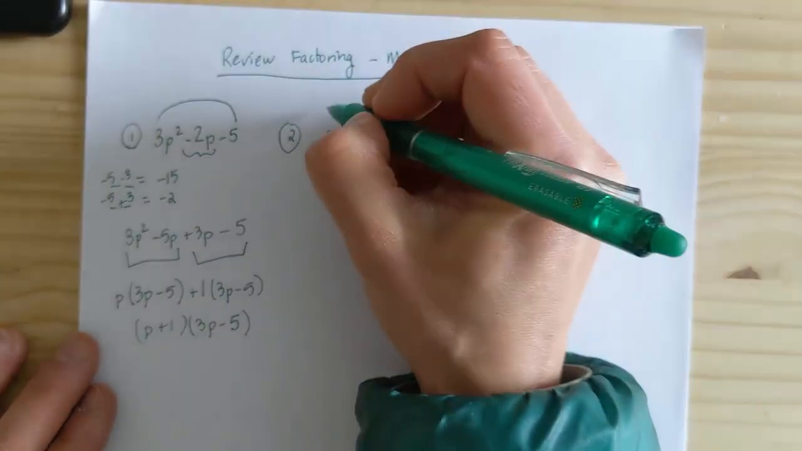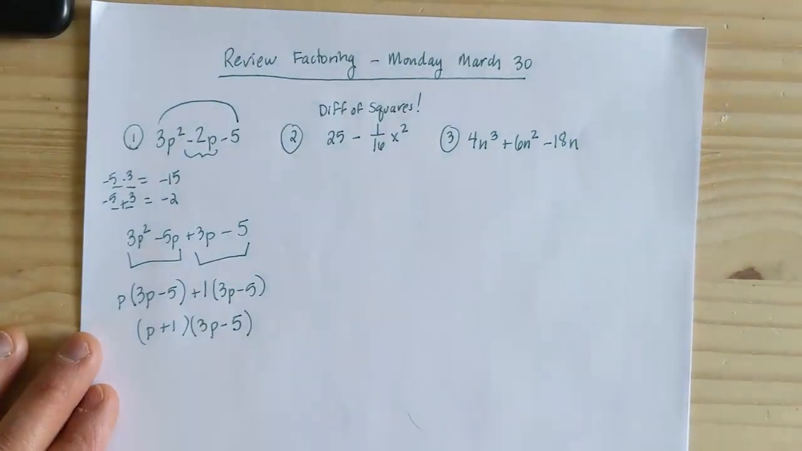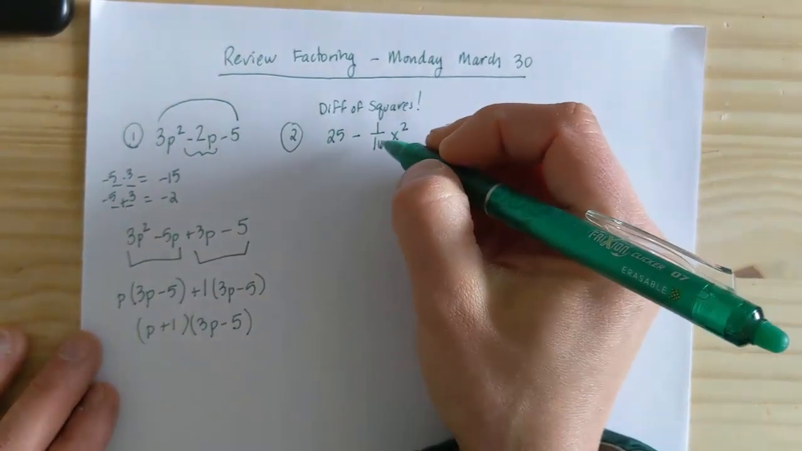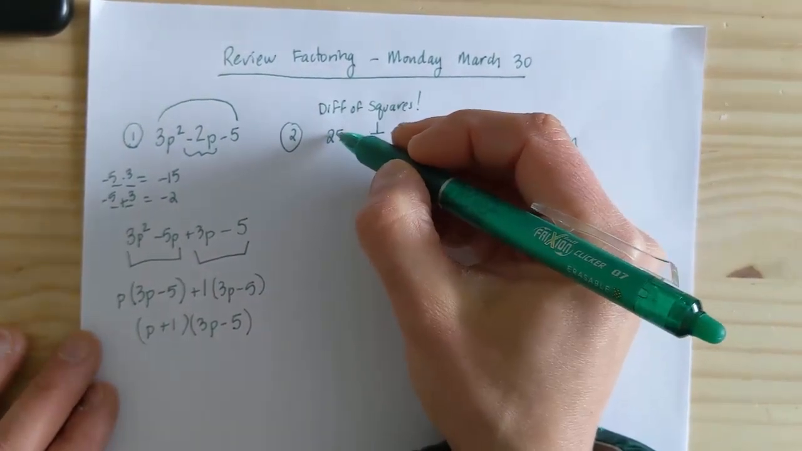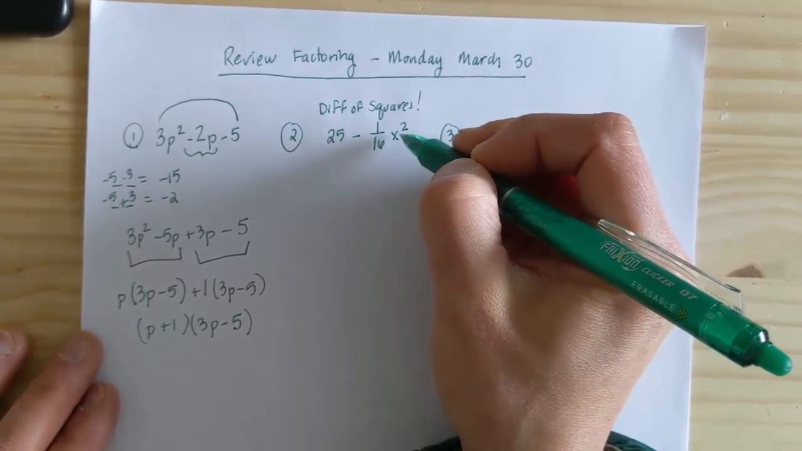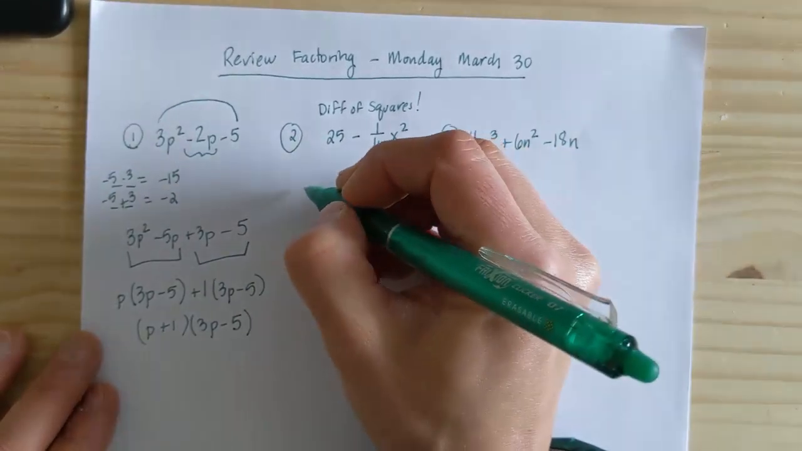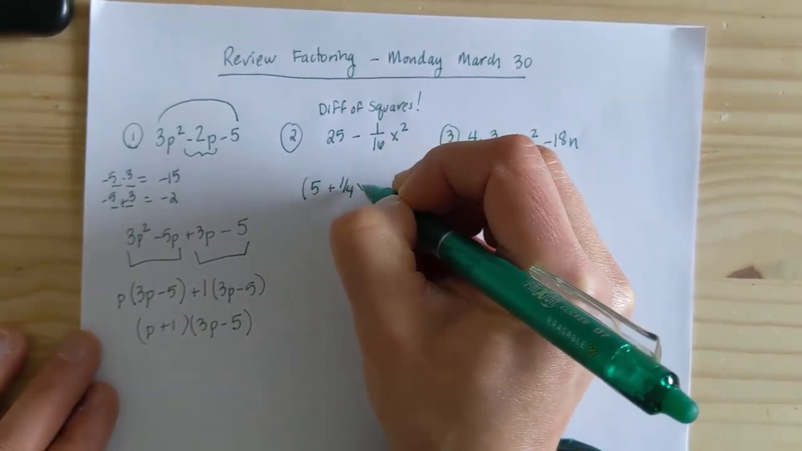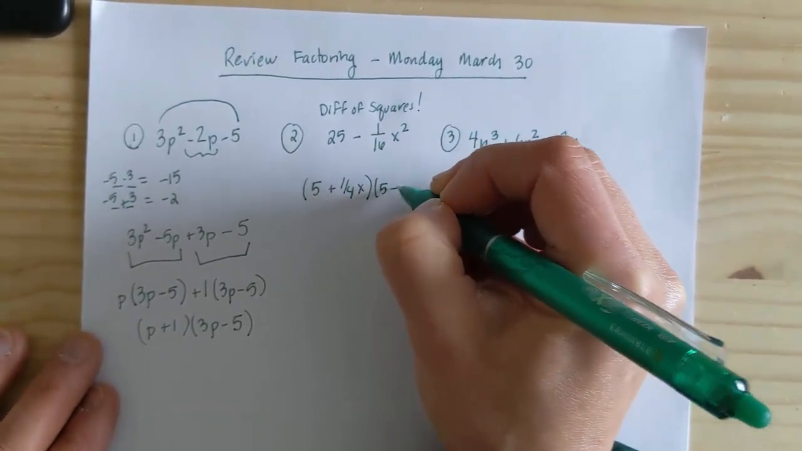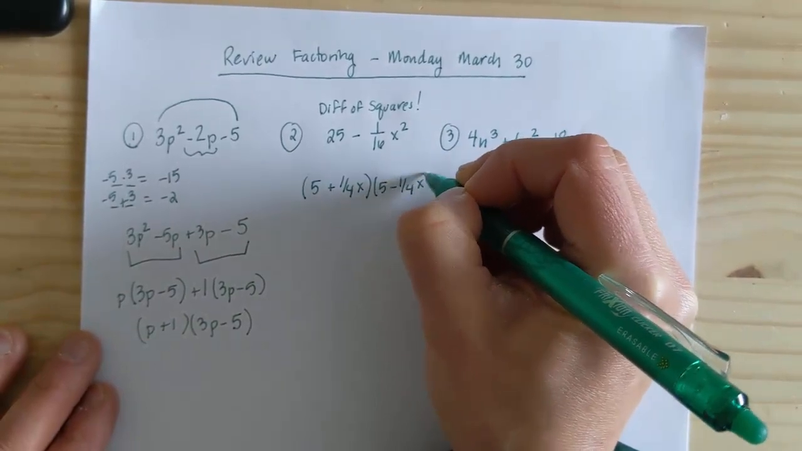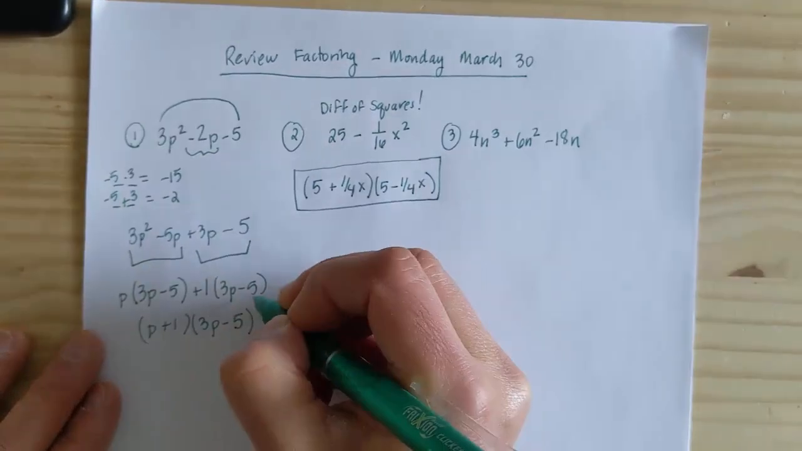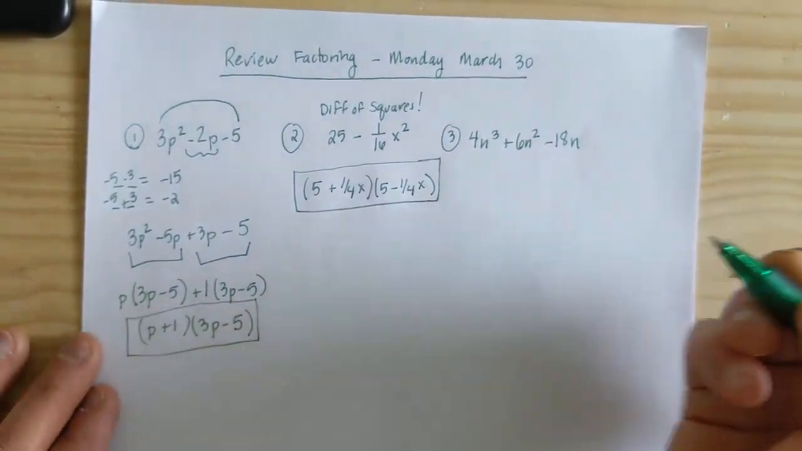Okay, number 2. Notice that this is a difference of squares. So it's going to factor as a plus b, a minus b. And I can see that 25 is 5 squared. 1 over 16x squared is 1/4 x squared. So this is just going to factor as 5 plus 1/4 x and 5 minus 1/4 x. I should box this answer also.